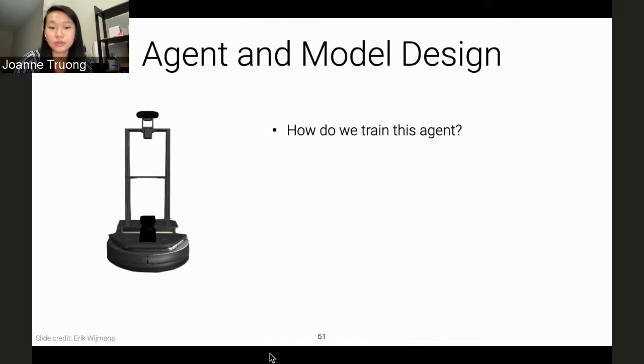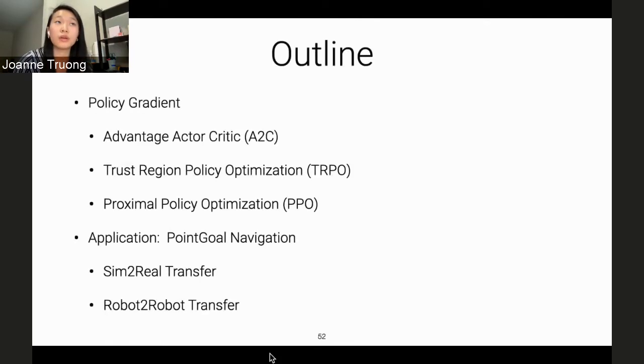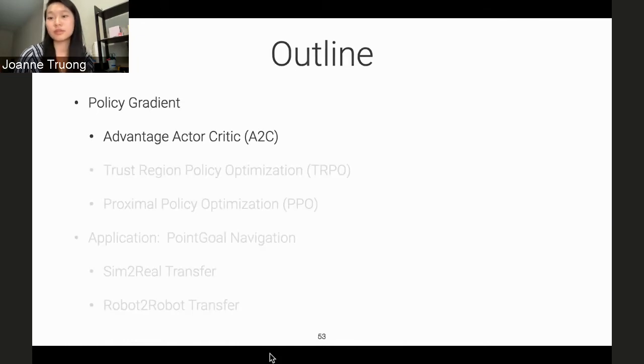So how do we actually train this agent? Both the actions, which are discrete, and the simulator are non-differentiable. And so we'll use reinforcement learning to train this agent. The rest of this lecture will follow this outline. I'll first go over policy gradient methods such as advantage actor critic, TRPO, and PPO. And then finally, in the last half, I'll talk about some applications of this to real-world robots. So let's begin with policy gradient methods.